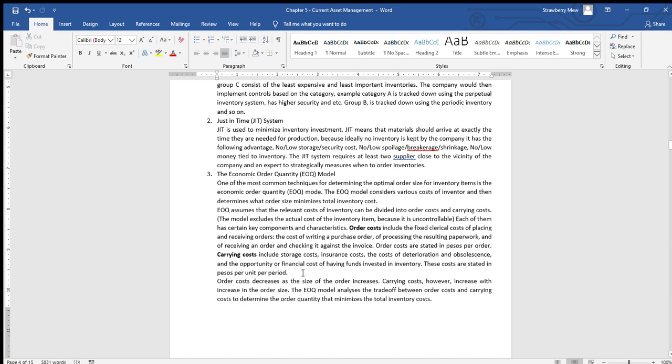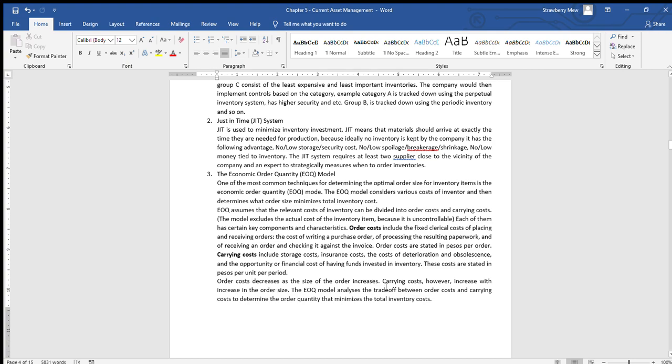Okay, so, order cost decreases as the size of the order increases. Okay, yung size of order increases. If the size of the order increases kasi, it means that mas maliit yung times na pinag-order natin, right? If the times of ordering decreases, the order cost also decreases. Kaya nagdi-decrease ang order cost kapag lumalaki ang size of the order. While carrying cost naman increases with the increase in size of the order.